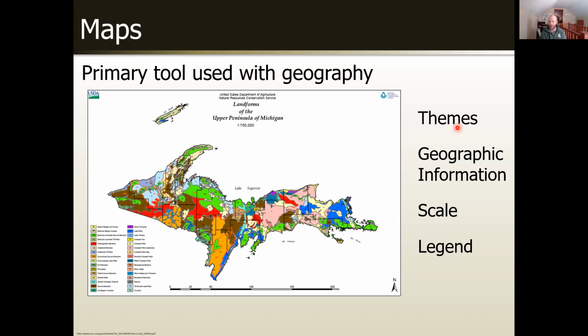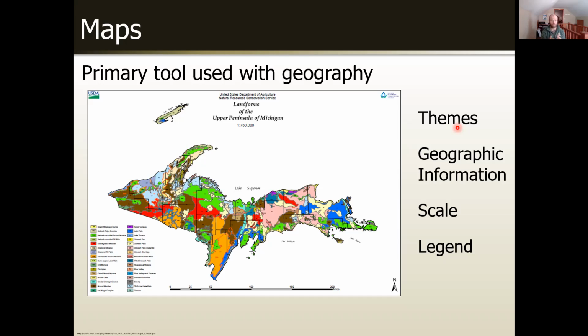Think about how many maps you see. Think about watching election cycles and all the maps and the percentages. Again, there's all sorts of applications and uses for maps, and they are in fact used by so many different disciplines and professions across the board.